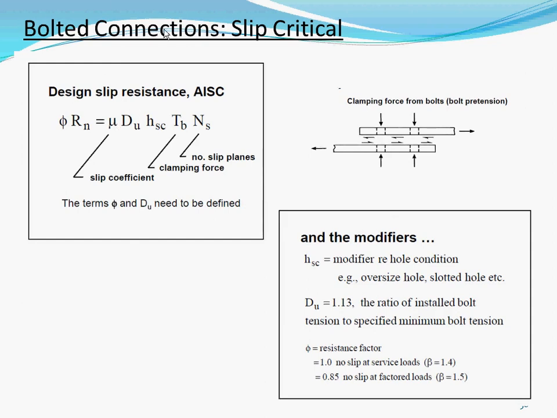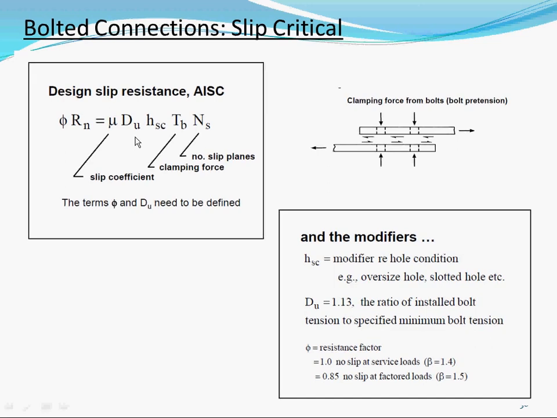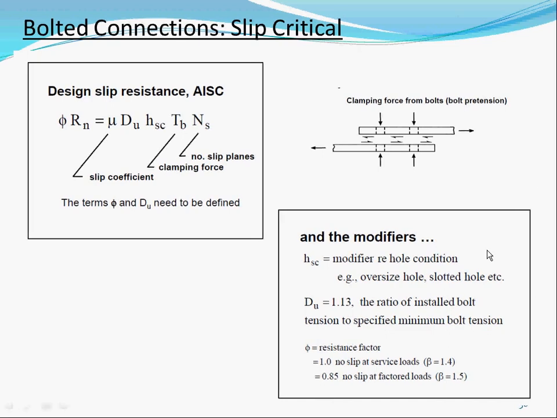What do you design for? The first one is the coefficient, the slip coefficient. D, I believe, is some sort of ratio. Okay, the ratio of installed bolt tension. Typically when you specify a bolt pretension, the guys out in the field install it with the gun, so you always get higher pretension. So they give you a 1.13 factor, so you could increase it. That's what that is. It's not one. They say the installed bolt tension is always higher than what you specify. That's what they say, 1.13.